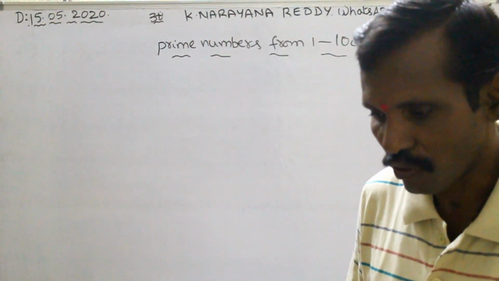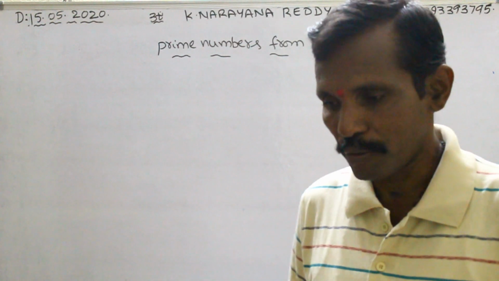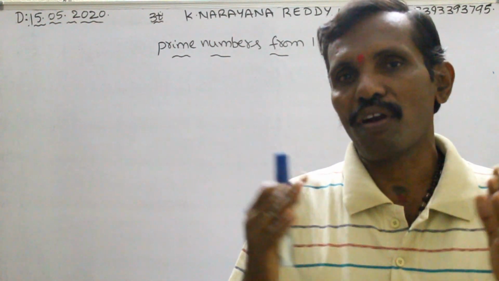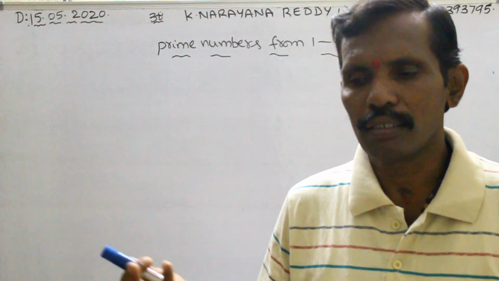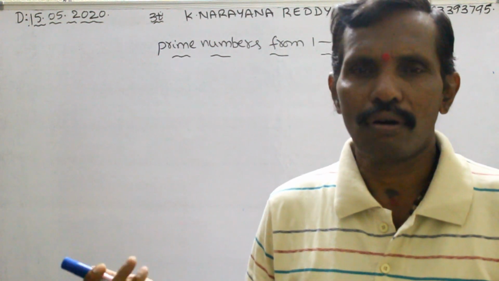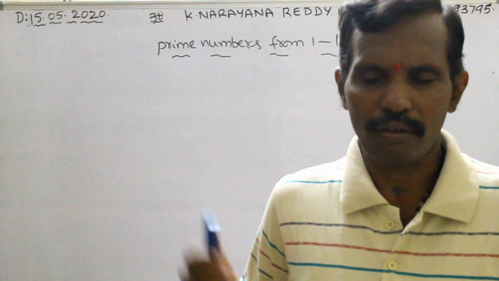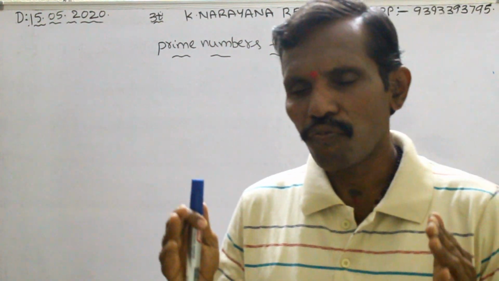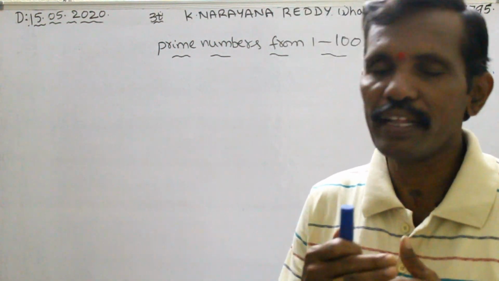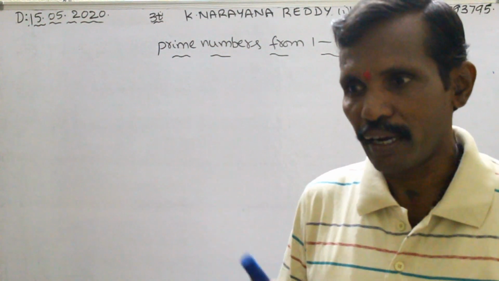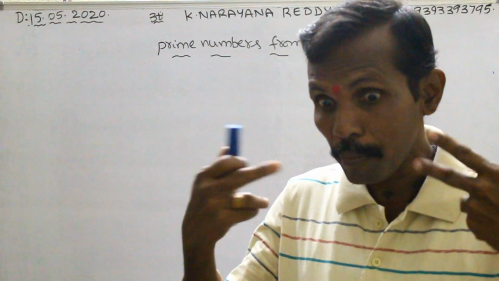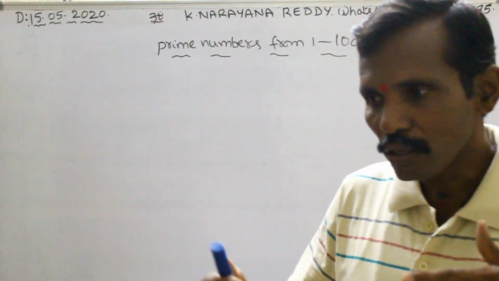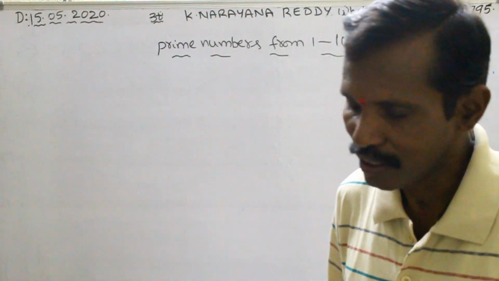For that purpose, you can identify which is a prime number and how many prime numbers there are from 1 to 100. These are very useful in competitive exams like bank exams and other competitive exams. So you can find the prime numbers, learn how to identify them, and how to count the prime numbers from 1 to 100. These are all the things you will do in this class.